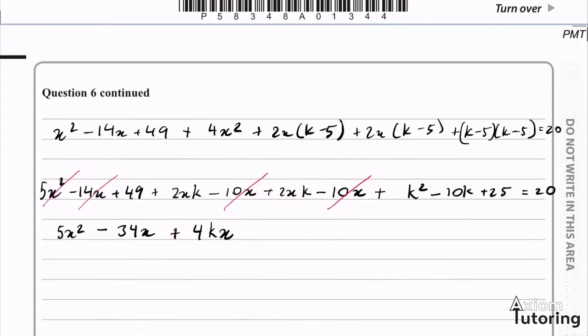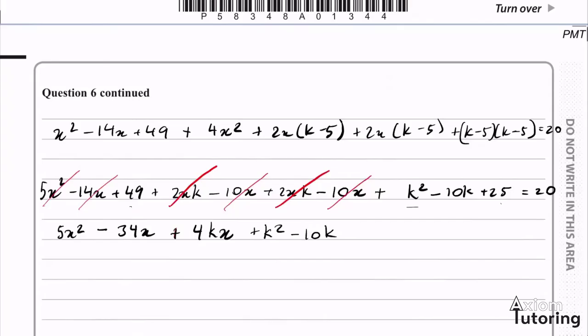Let's cross those out then. And then what do we have left? We just have constant terms now because k is a constant. So k squared is a constant. So minus 10k, that's a constant. 25 is a constant. 49 is a constant. And then obviously 20 is also a constant. So here, let's just write plus k squared minus 10k plus 25 plus 49.